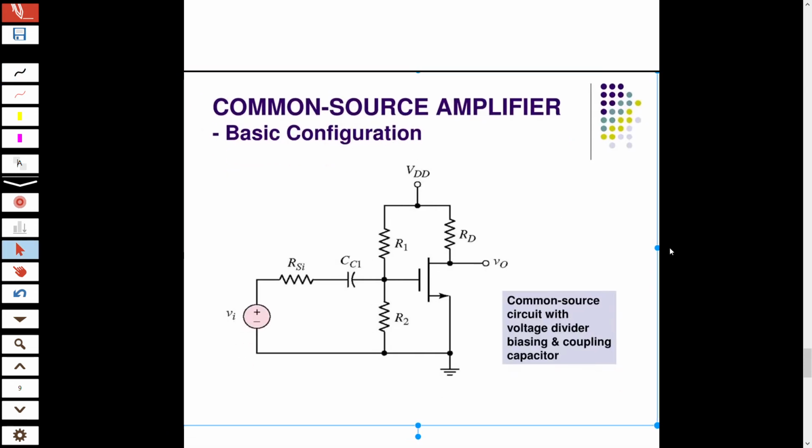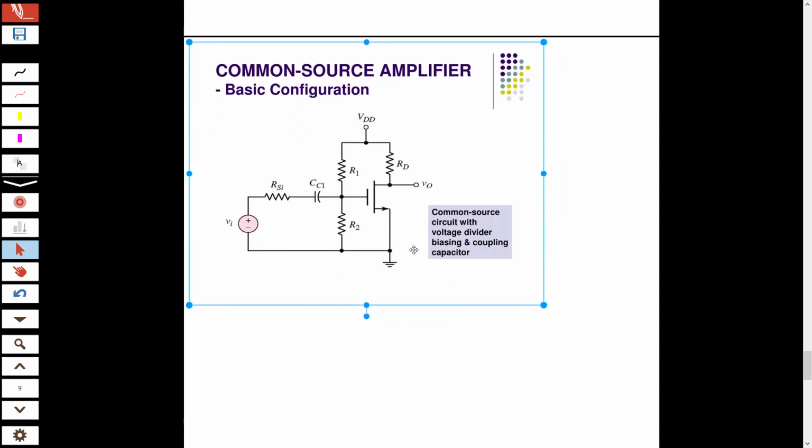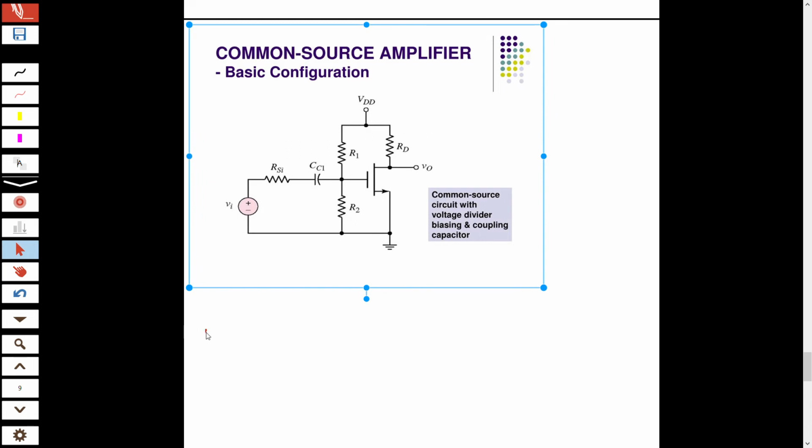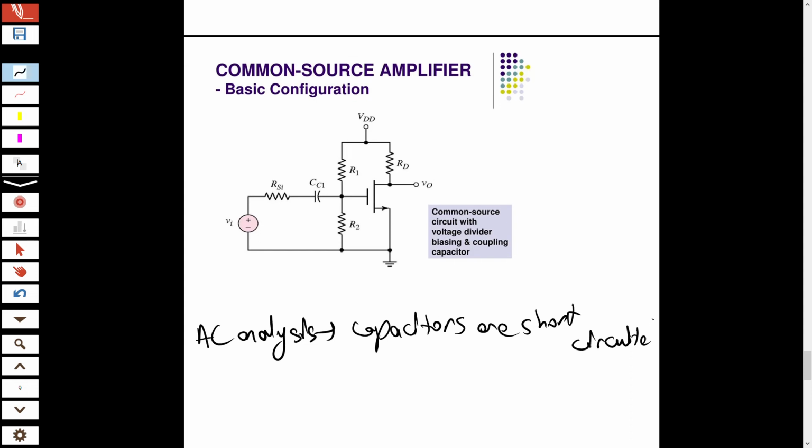So remember, we will now do the AC analysis of common source amplifier. In AC analysis, remember, capacitors are short-circuited. And also DC voltage sources are grounded.